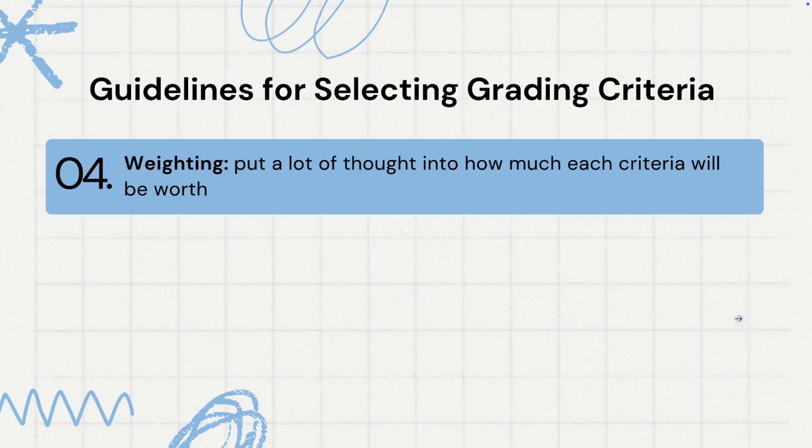Okay, and then weighting. You have to put a lot of thought into how much each criteria will be worth. So how much is the midterm worth, the quizzes, the participation, the attendance, all of that. And really try to create a system that's fair so that the students who are the best performers get the best grade.